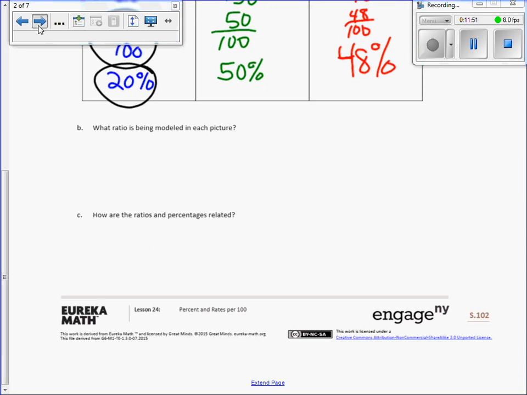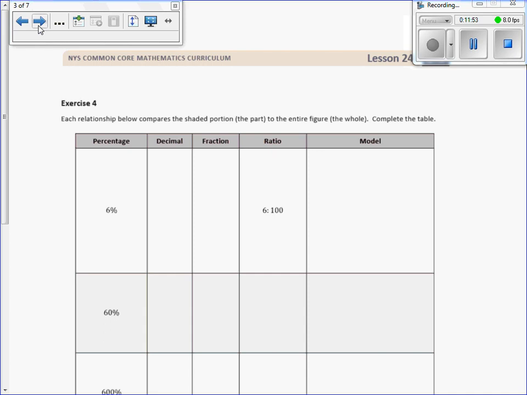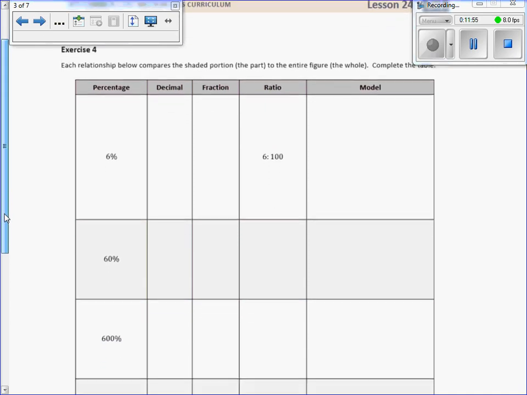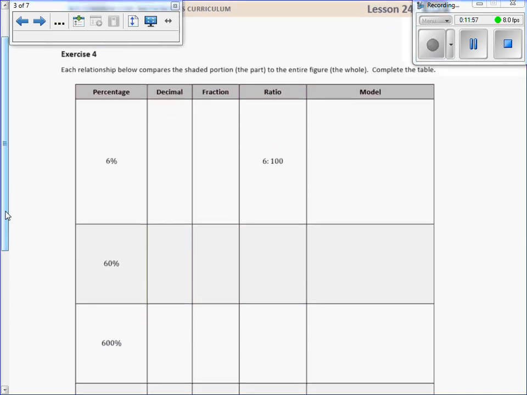Okay. Next question. Exercise 4. Now they're giving us a relationship, and we want to compare shaded portion, or part, to the entire figure, the whole, and then complete a table. So we're given a percentage. They want us to make a decimal, a fraction, a ratio, and a model. Okay, so here we go.